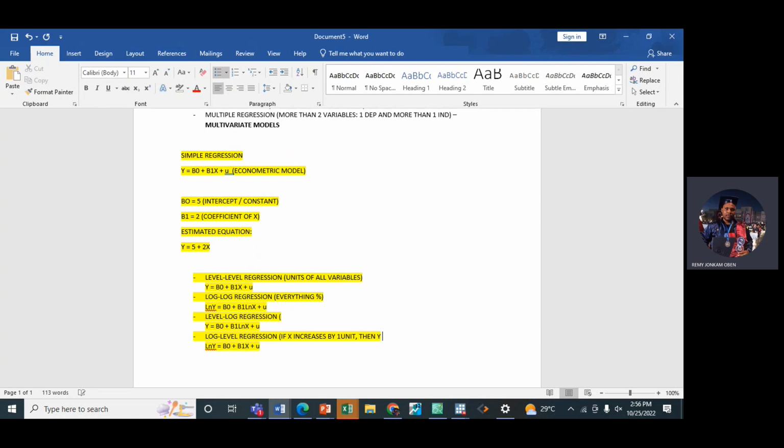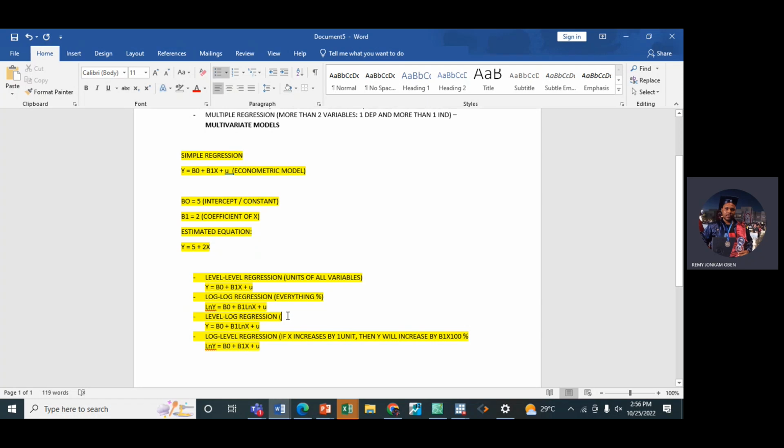Then y will increase by this number here, this coefficient, by beta 1, but we have to multiply it by 100. By beta 1 times 100, and ln, so it's percentage. Beta 1 times 100%. So you have to be careful there. You multiply by 100.